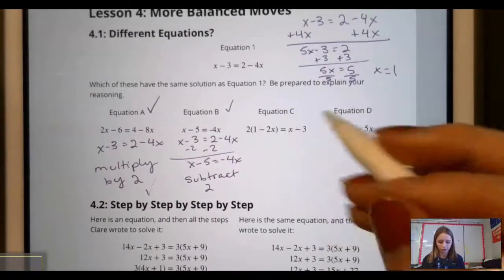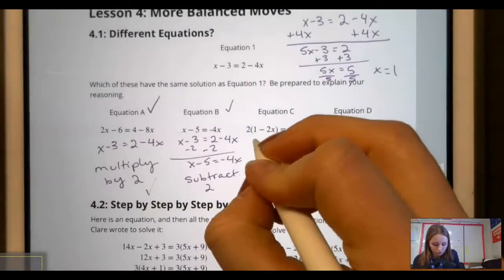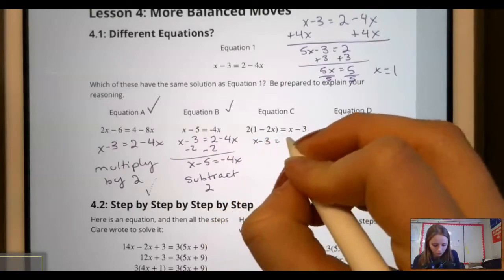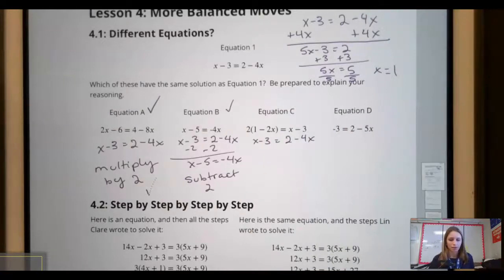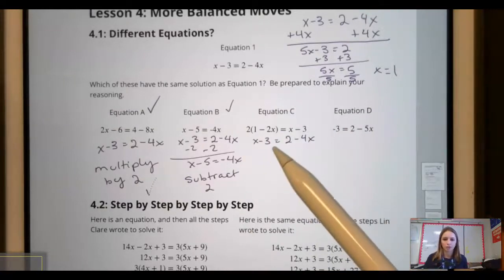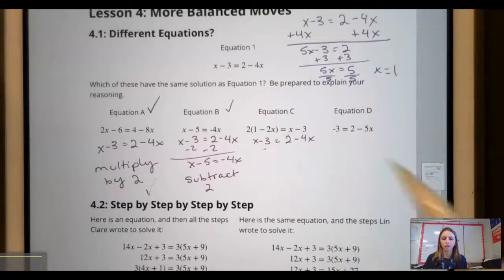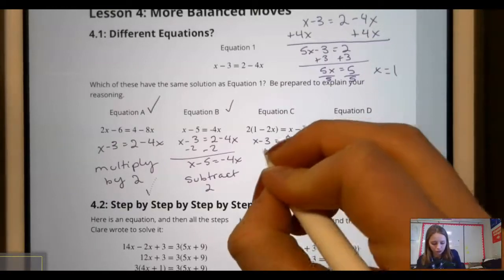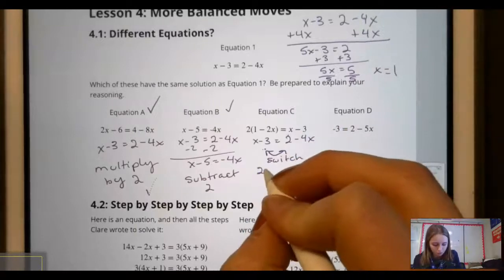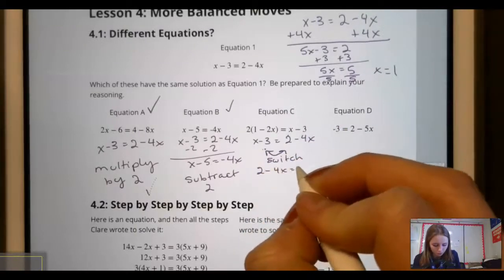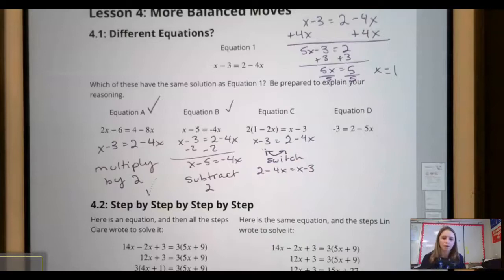Alright, now let's look at this one. So we end up with x minus 3 equals 2 minus 4x. Alright, well the first thing I notice is that my x minus 3 is now on the other side. So first we need to switch these. And I end up with 2 minus 4x equals x minus 3.